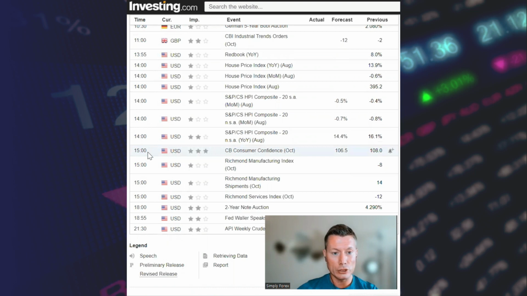At 3 o'clock, London GMT, coming out of the US, we've got more consumer confidence. So again, this can move any US dollar pair. But that's it, guys. A pretty light news day, so you are free to trade.